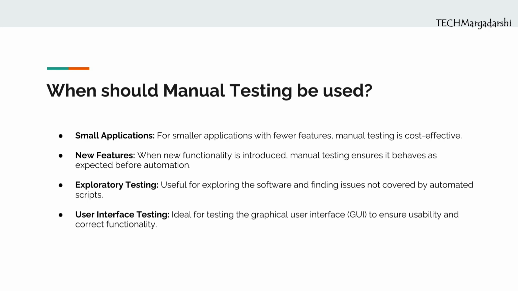When should manual testing be used? Manual testing is suitable for small applications with fewer features as it is cost effective. It is also essential when new features are introduced to ensure they behave as expected before automating the tests. Manual testing is particularly useful for exploratory testing, where testers use their intuition to find issues that automated scripts may miss. Additionally, it is ideal for testing the user interface, ensuring the GUI is user friendly and functions correctly.